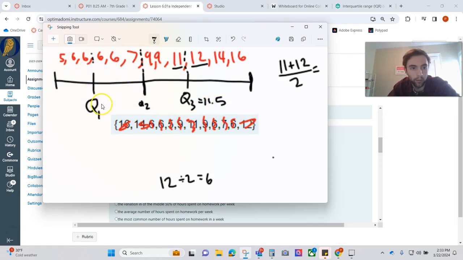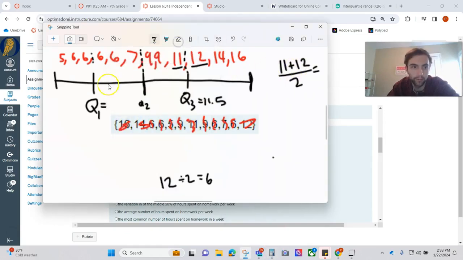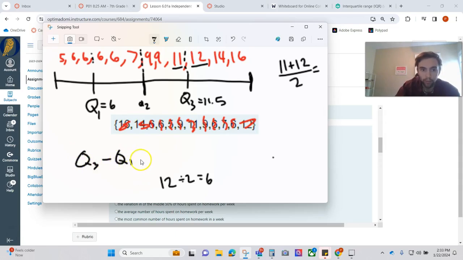Now let's look at quartile 1. What's halfway between 6 and 6? Well, it's 6. And if I do 6 plus 6, then that divided by 2, that same formula, I get 6. To find the interquartile range, we do quartile 3 minus quartile 1, or 11.5 minus 6, which is 5.5 for my numbers.